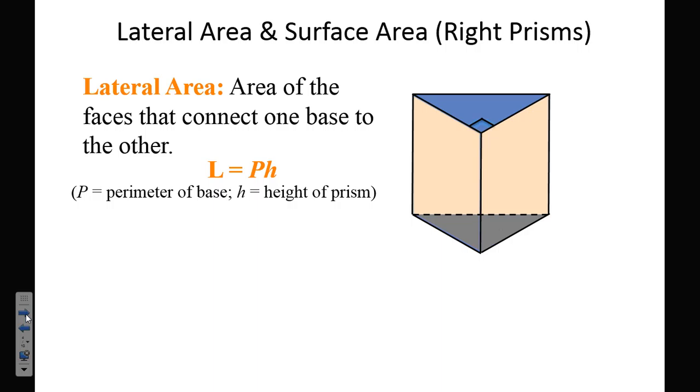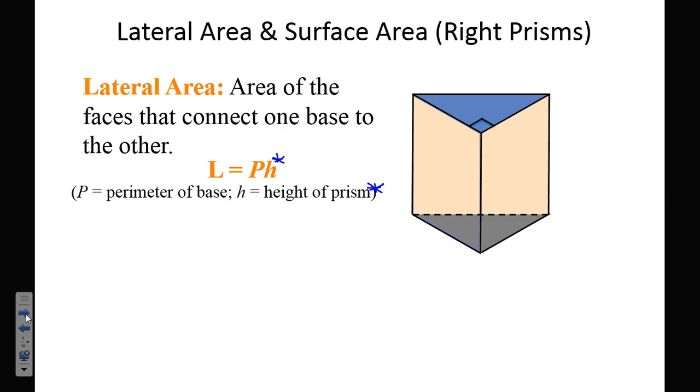Okay, so put a little star beside height of the prism in your notes, because we have to be careful not to take the height of the base. We want the height of the whole prism. The height of the whole prism is the distance between the two bases.